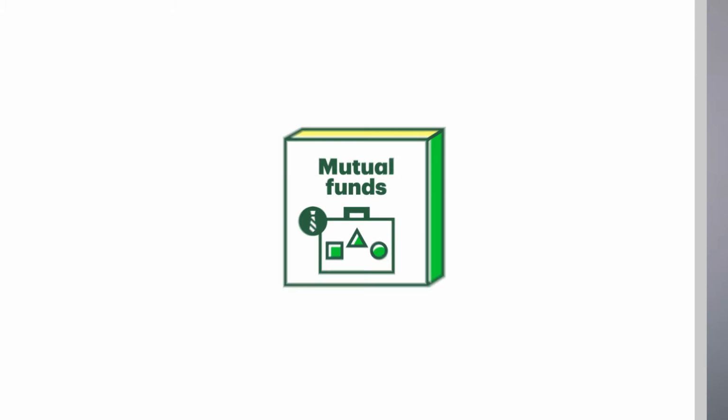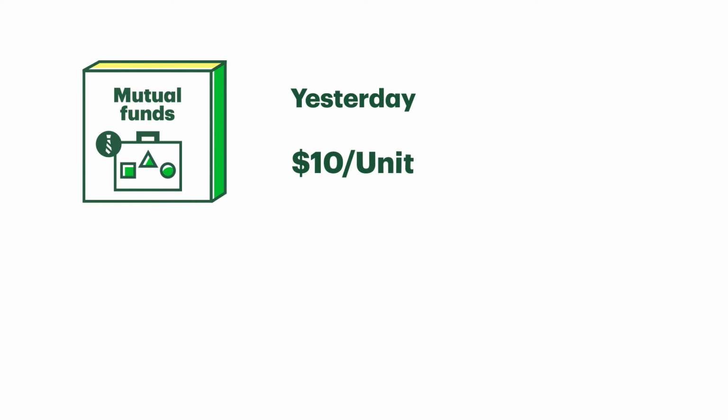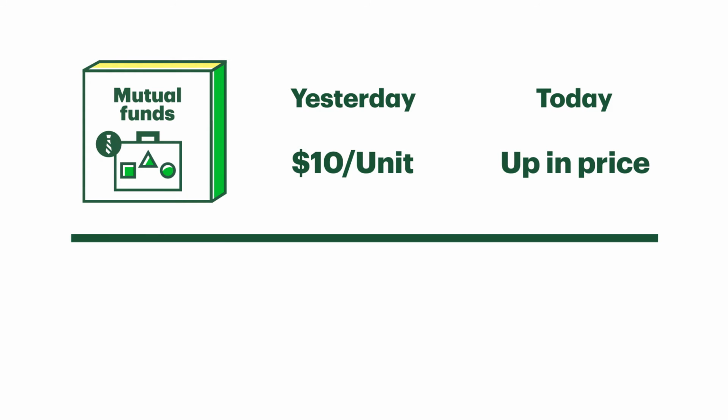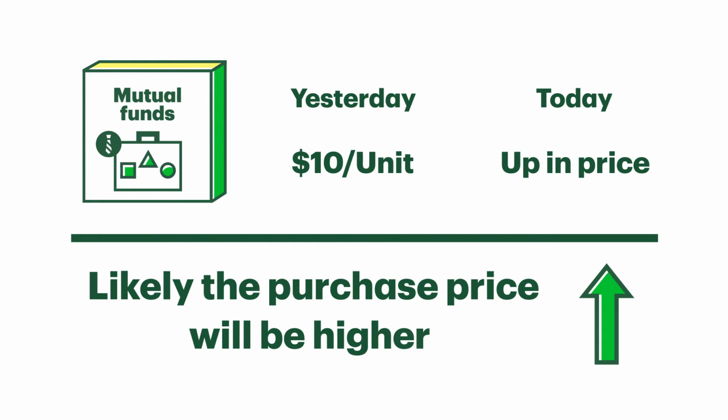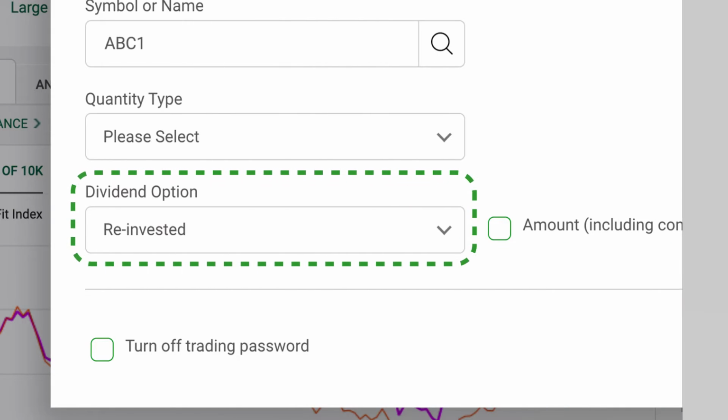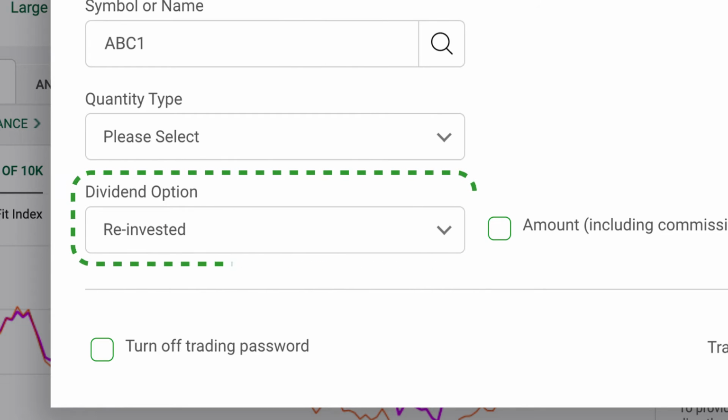But remember, you may not know how much each unit is going to cost, so keep that in mind when making this decision. For example, the fund you're purchasing closed yesterday at a price of $10 per unit. The investments in the fund are up in price today, so it's likely the purchase price for the fund will also be higher.